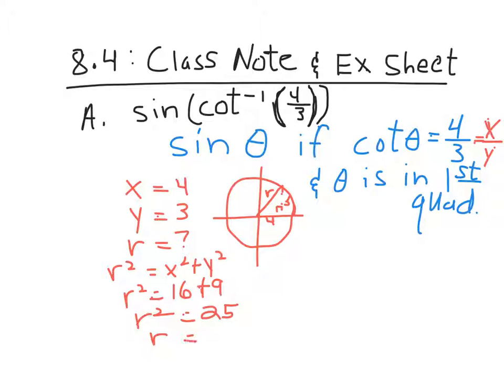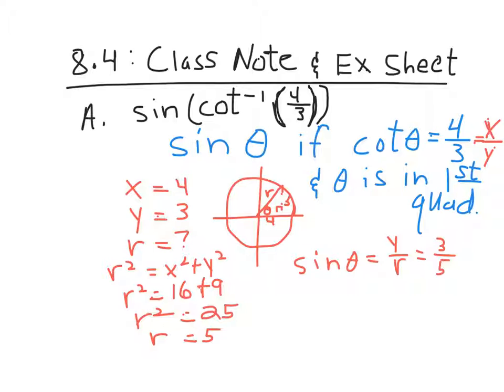Now that we have x, y, and r, we know they're all positive, we need the sine. Theta is our angle in standard position here, so the sine of theta is simply going to be y over r, and so that would give us 3 over 5. So that's probably the easiest way to do that.